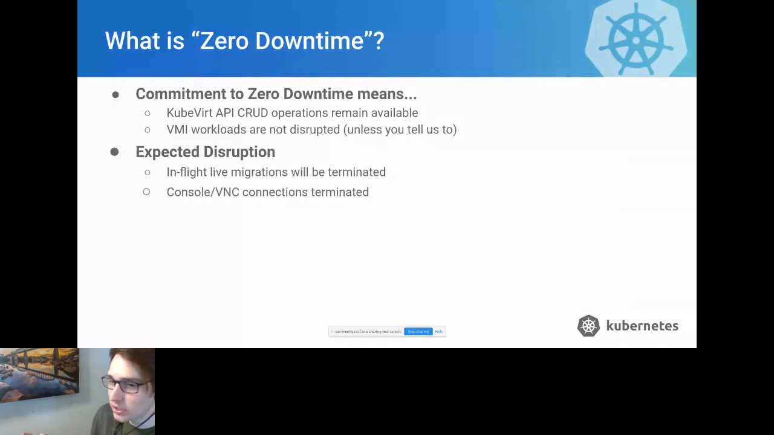Another form of disruption that we expect is any console and VNC connections to active running virtual machines. They're going to get reset. Again, this is a persistent TCP connection that's being tunneled through our Virt API component and our Virt Handler components. When we roll out new versions of these components, it's going to reset those connections. And practically, there's not a lot we can do about that one.